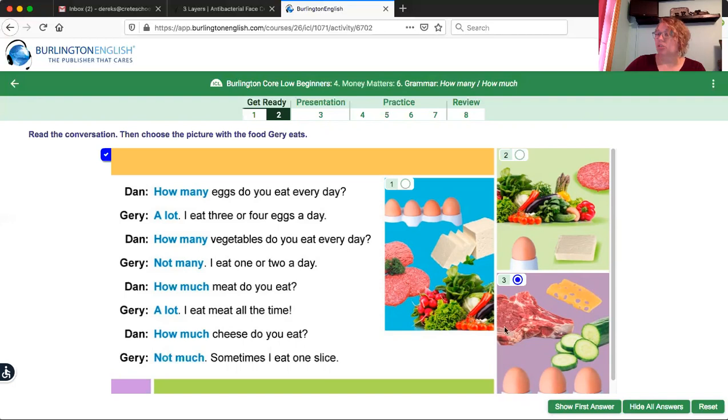All right, picture 3 is the correct. It has 3 or 4 eggs, not many vegetables, meat, and a slice of cheese. Correct.